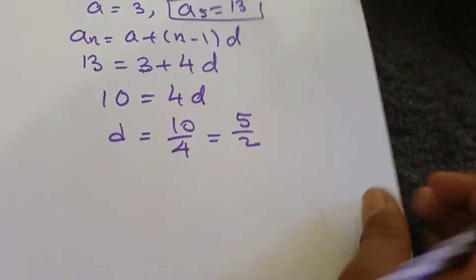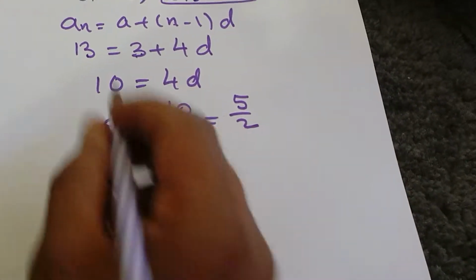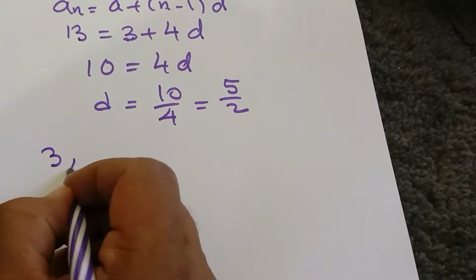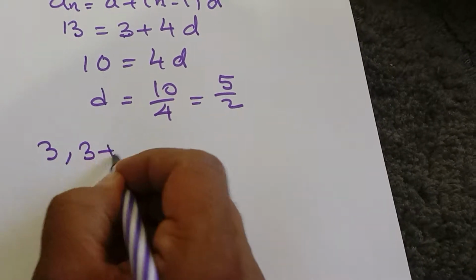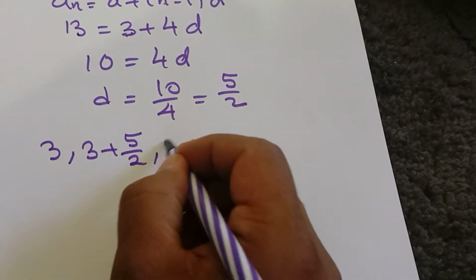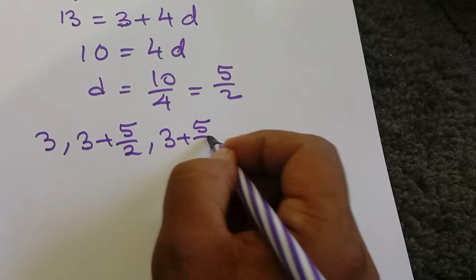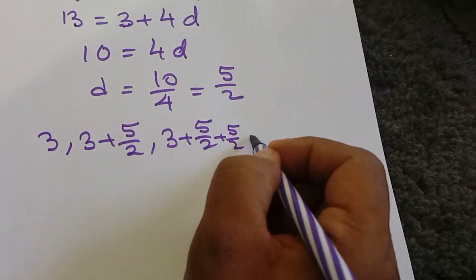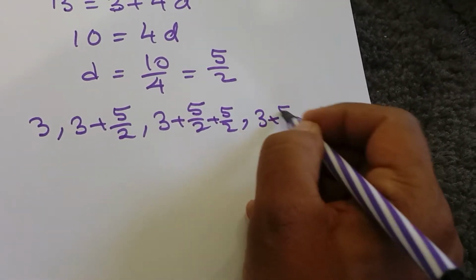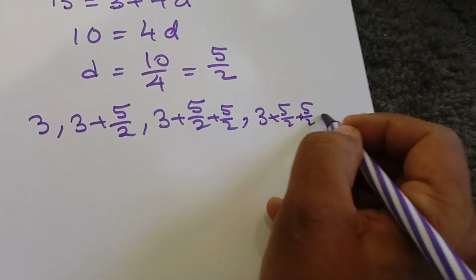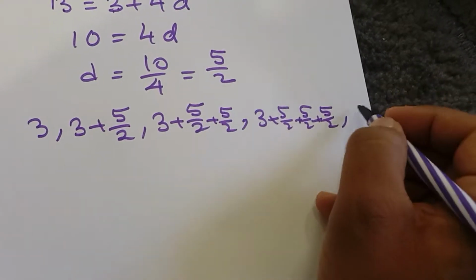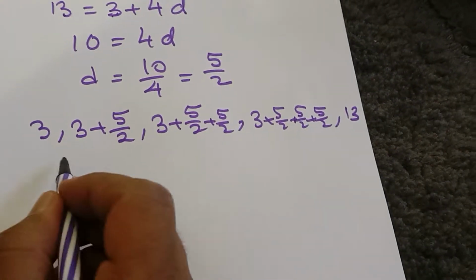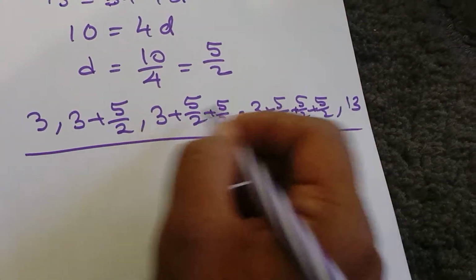Now my d equals 10 over 4, which, if you divide by 2, you get 5 over 2. Now, what are these numbers? You start from 3 as an arithmetic sequence. The next one is 3 plus 5 over 2, the next is 3 plus 5 over 2 plus 5 over 2, and the next is 3 plus 5 over 2 plus 5 over 2 plus 5 over 2, and the last one is 13. You can check now.